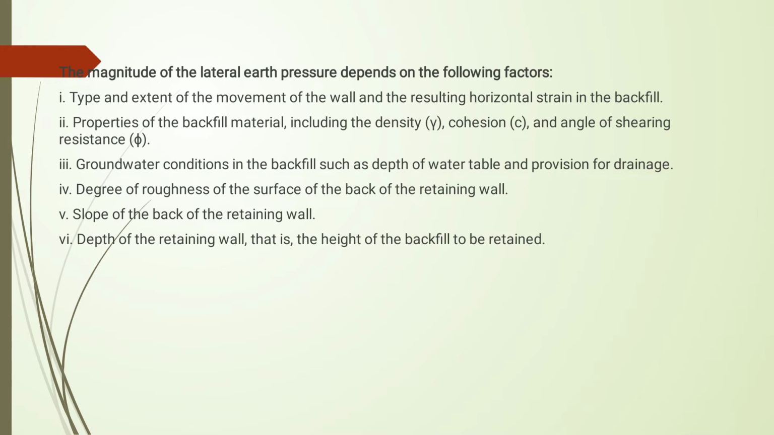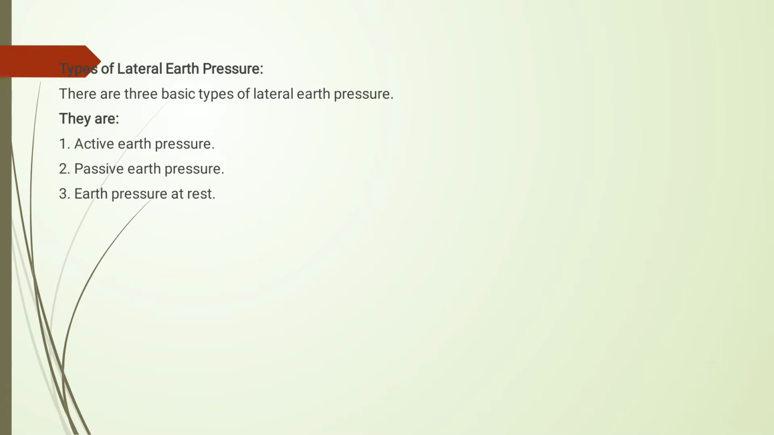Next, the magnitude of lateral earth pressure depends upon the following factors: type and extent of movement of the wall, properties of backfill materials, groundwater condition, degree of roughness of the surface, slope of the back of the retaining wall, and depth of the retaining wall. Next, types of earth pressure. There are three types of earth pressure: active earth pressure, passive earth pressure, and earth pressure at rest.